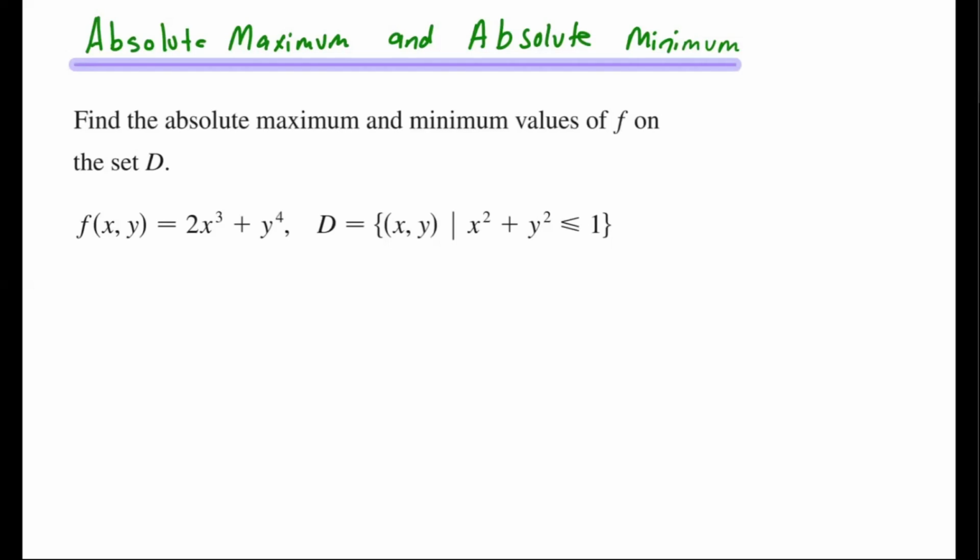Welcome everyone. In this video, we'll find absolute maximum and minimum values of a function of two variables in a closed domain. So for this problem, we'll consider this function right here in this domain. As you can see, this is a disk, including the boundary. So this will be the circle of radius 1.